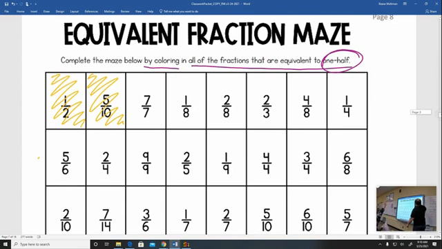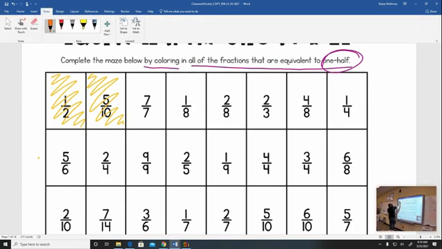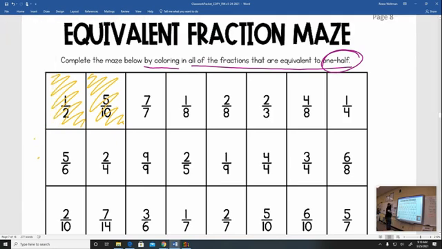All right, let's look at this equivalent fraction maze, guys. So I saw a lot of you rush through it and get all the way down to the end. Madeline, you have a question? What does this qualify as? That is somebody who can bend their arm in a really weird way.